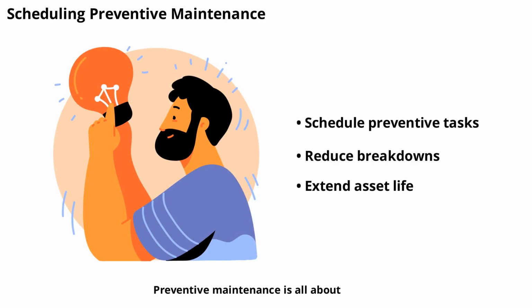Preventive maintenance is all about addressing issues before they become problems. Maintenance logs help you schedule and track these tasks, ensuring that nothing is overlooked. By following a preventive maintenance schedule, you reduce the risk of unexpected breakdowns and extend the life of your assets.